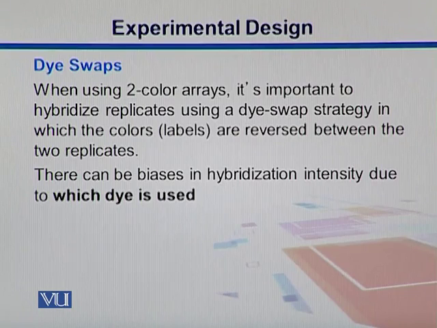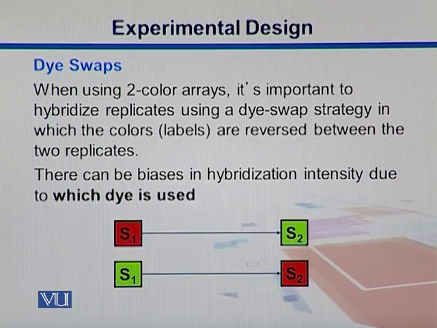So we take one sample, for example here sample 1, and we attach it to the red dye, and then sample 2 is labeled with green. But in a second round we will switch these dyes. So sample 1 is green now and sample 2 is red now. So this dye switching or swapping helps us to reduce the bias in hybridization with these different colors.